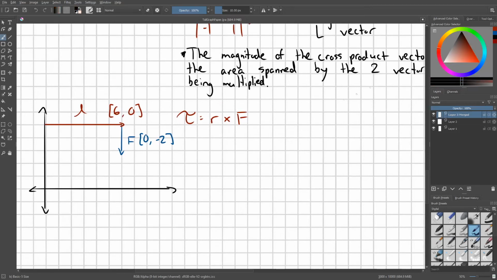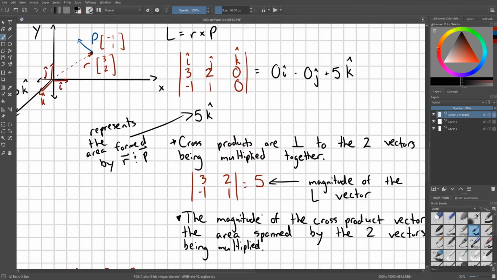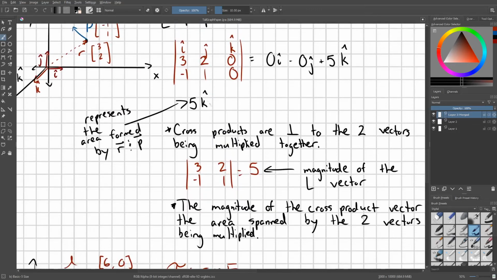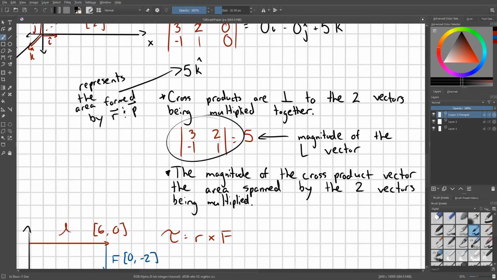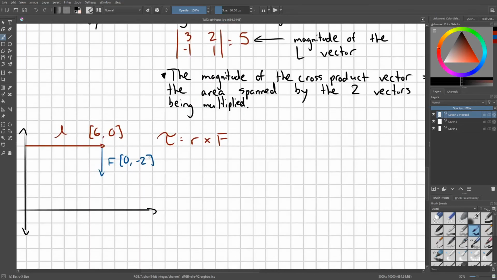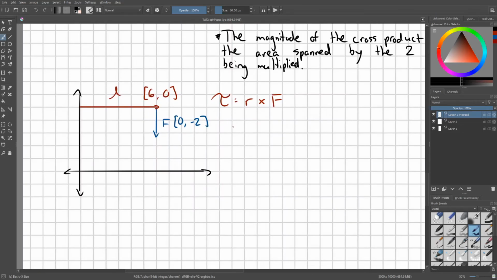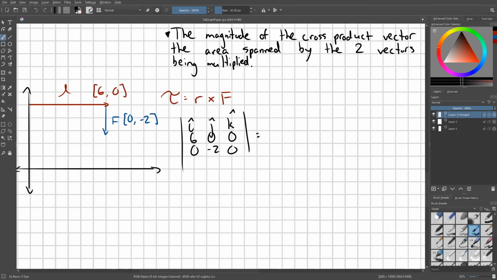Alright. And I'm going to write out the full 3x3 determinant. I'm not going to do this smaller determinant that gives us the magnitude. Let's not bother with that. Let's just use the complete full definition for this. I, J, K, and we go 6, 0, 0, 0, -2, 0, just like that. And the more you practice with cross products, the quicker they get. And we end up seeing that we get -12k.